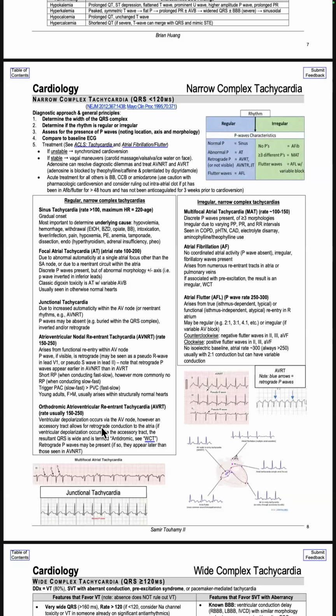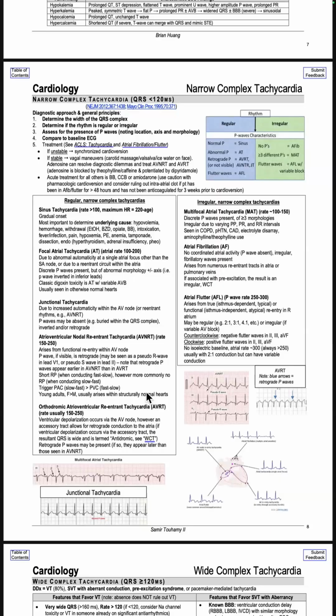So this is due to ventricular depolarization that occurs outside the AV node, and an accessory pathway can lead to retrograde conduction. So differentiating between these three, junctional tachycardia, AV-NRT, and AVRT, is difficult. But if you notice that there's a retrograde P wave, it's likely one of those three. And then we have atrial flutter with regular rhythm. So for that one, there will be clear flutter waves and the rhythm will be regular narrow complex tachycardia.